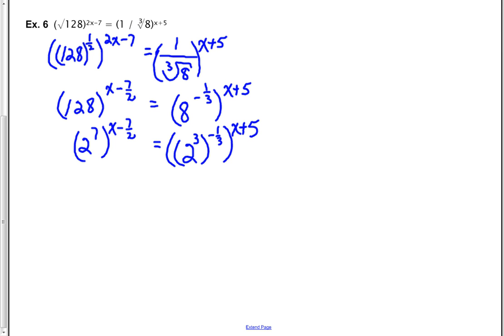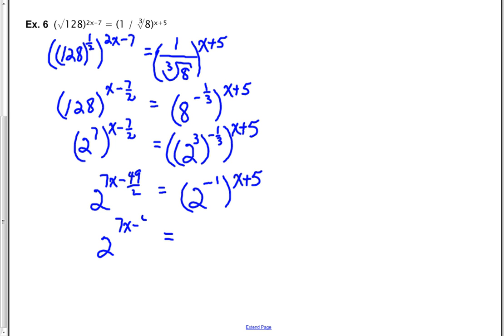Wow, it's ugly on the left side. I have power of a power. That means I multiply the 7 times x minus 7/2. I will have 2 to the 7x minus 7 times 7/2 is 49/2. So not a lot prettier. On the right side, I have 2 to the 3 times minus 1/3 is -1. Almost there, honest. 7x minus 49/2. 2 to the power of a power, multiply the exponents, I get -x, -5.